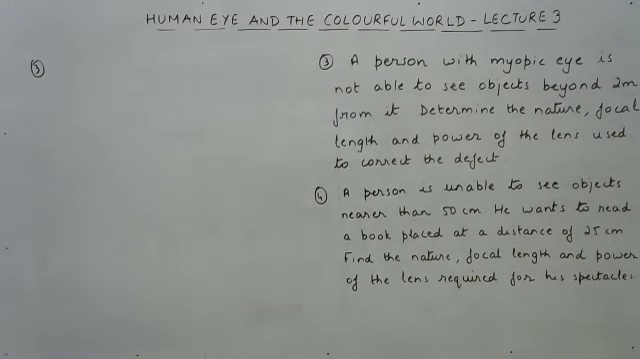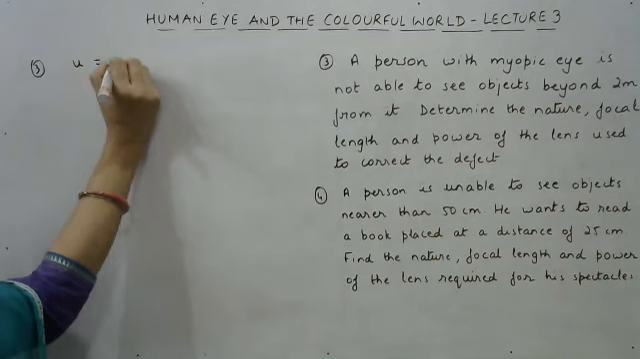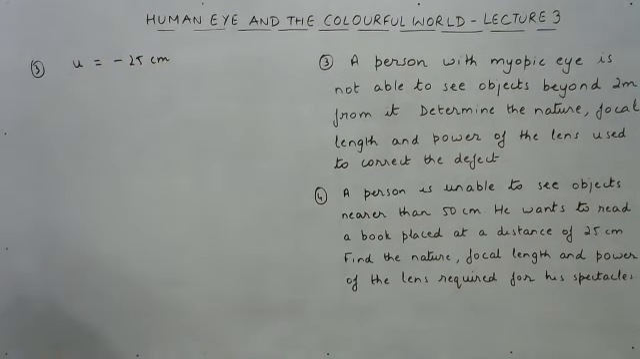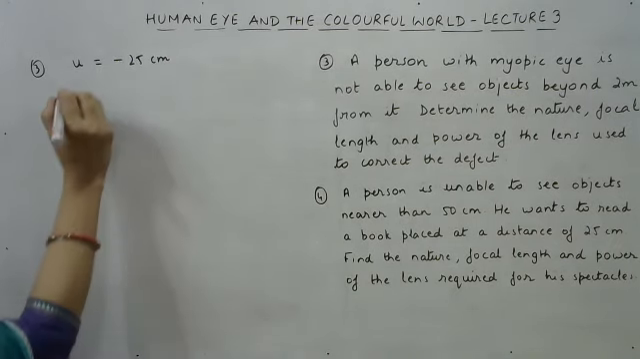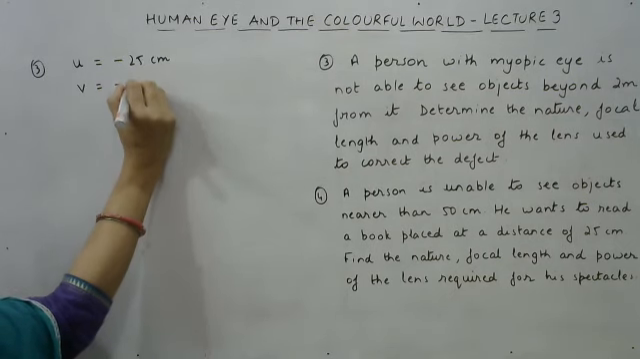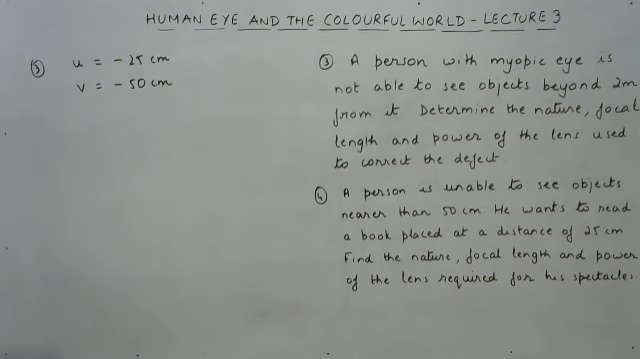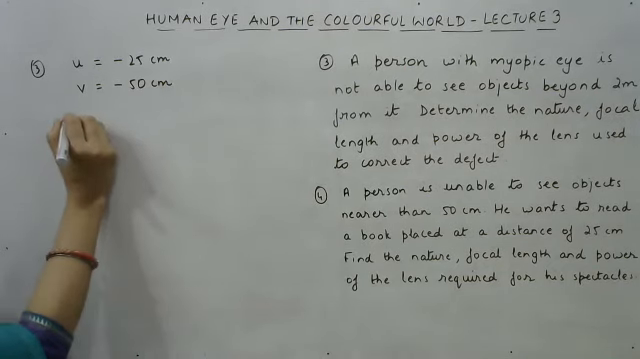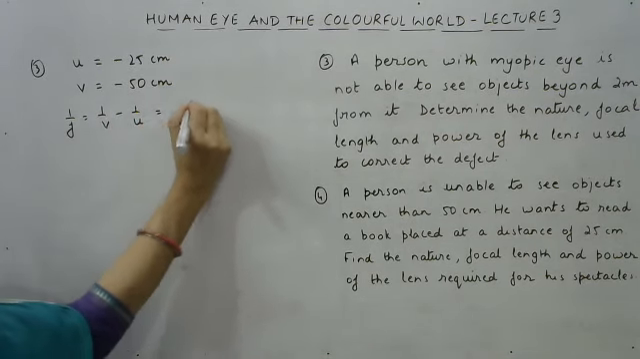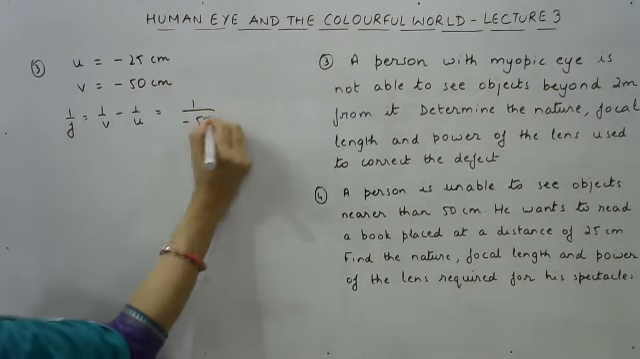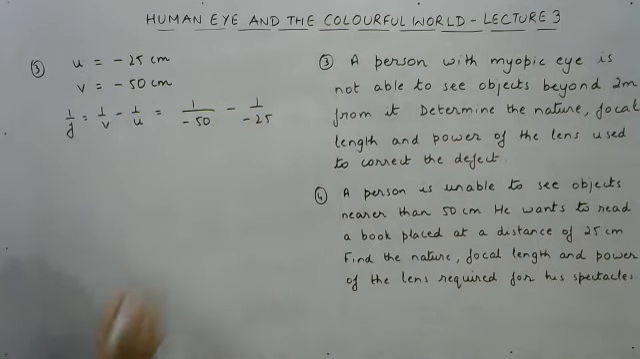And he wants to read a book placed at a distance of 25 centimeters. You have to find the nature, focal length and power of the lens required for his spectacles. So in this case, we will keep the object at minus 25 centimeters because he wants to keep the book at a distance of 25 centimeters from his eye and read it. And our v will be minus 50 centimeters, which is given in the question. Using the lens formula, 1 upon f is equal to 1 upon v minus 1 upon u. Substitute the values, we get 1 upon minus 50 minus 1 upon minus 25.